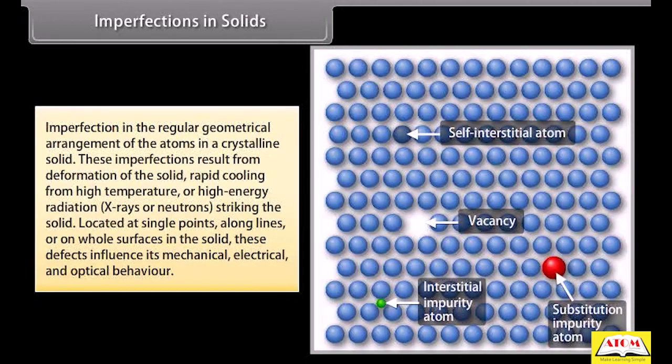Imperfections in solids. Imperfection in the regular geometrical arrangement of the atoms in a crystalline solid. These imperfections result from deformation of the solid, rapid cooling from high temperature, or high energy radiation, X-rays or neutrons striking the solid. Located at single points, long lines, or on the whole surface of the solid, these defects influence its mechanical, electrical, and optical behavior.